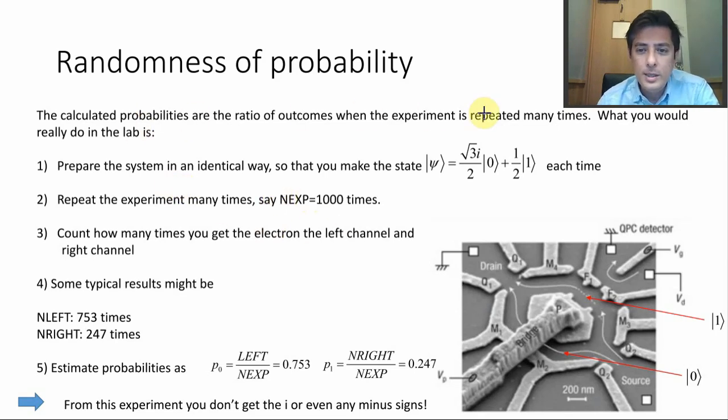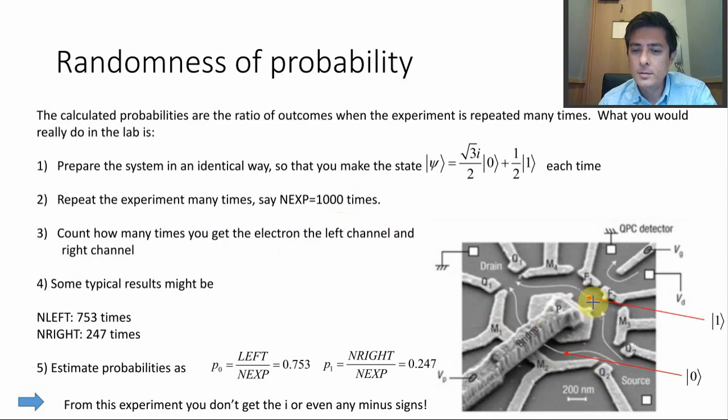So basically the procedure, and this would be true for a lot of different types of quantum experiments, is that first you prepare the system in an identical way. If we're talking about this state, we have some method of preparing that in the same way every single time. Then we repeat the experiment, say 1,000 times. 1,000 times is a pretty good number. That's quite a large number, so you can get a bit of statistics. Count how many times you get the electron in the left channel and the right channel.